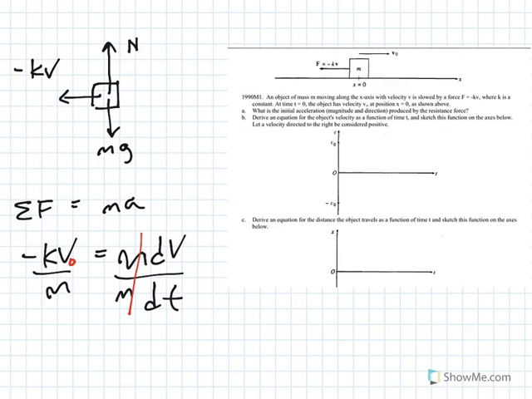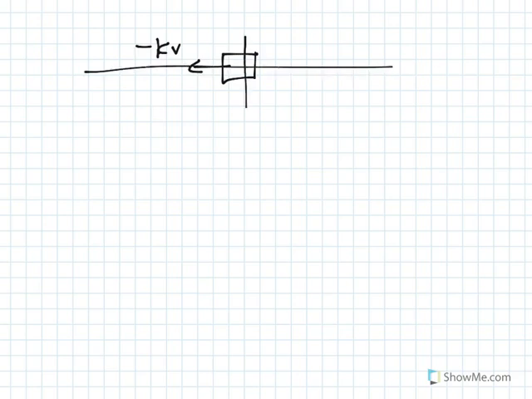And then they want you to derive an equation for velocity as a function of time and sketch it. So let's do that. On the next page here, velocity as a function of time. I'm just going to make a little sketch of this setup. So it starts off at 0, 0. So find v as a function of t.